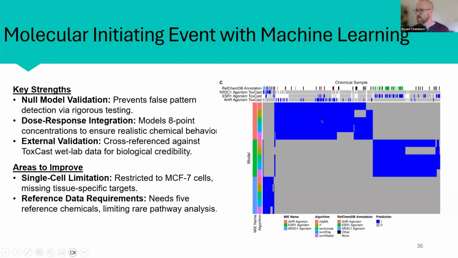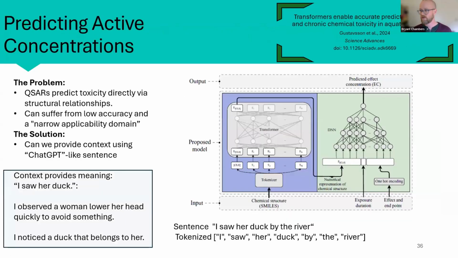When they do this, they're only getting 42% recall of chemicals that have known activity. Some of that is because they train this only on MCF7 cell lines. So this is some areas to improve. Using multiple cell lines, understanding the cell line specific context allows them to be more accurate, but they're very clear about where that comes from in this study. On top of that, this model needs at least 5 reference chemicals, limiting rare pathway analysis, which is a shortcoming.